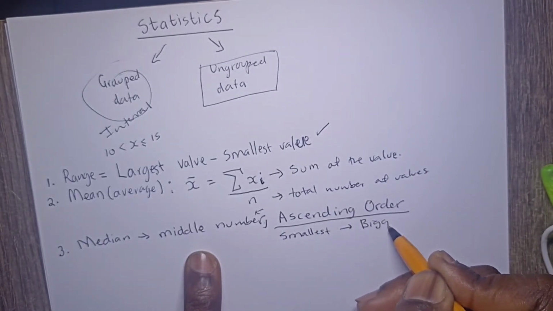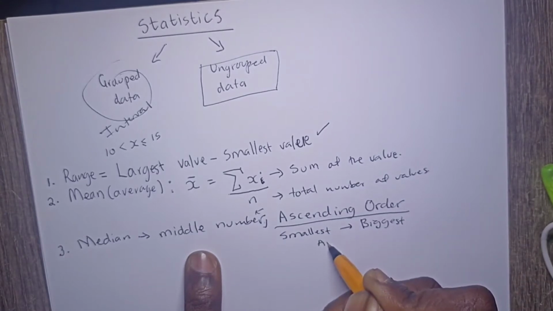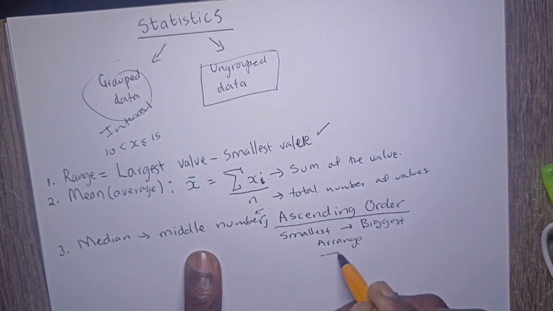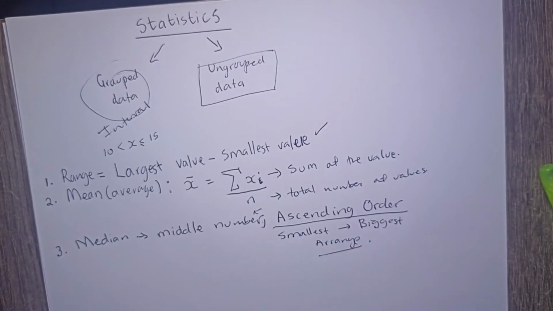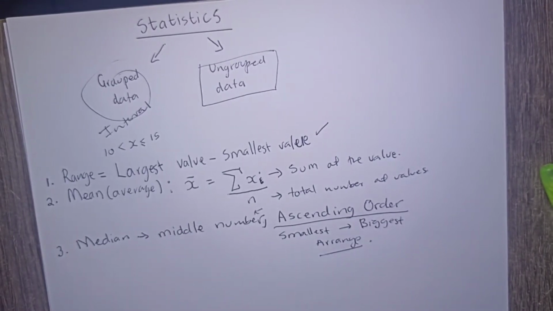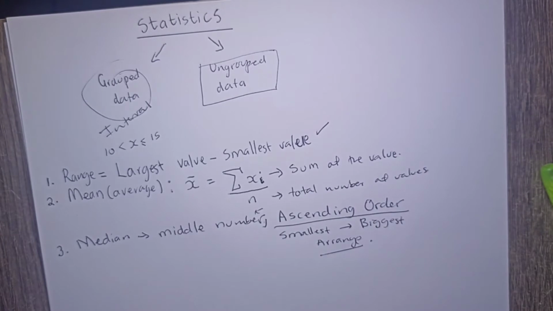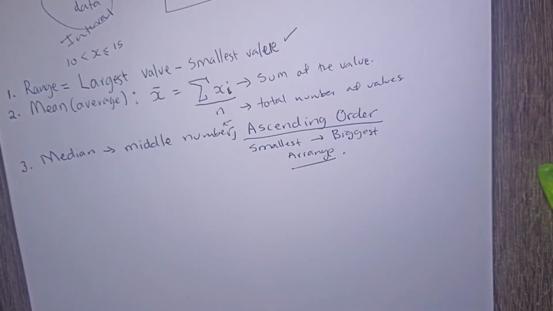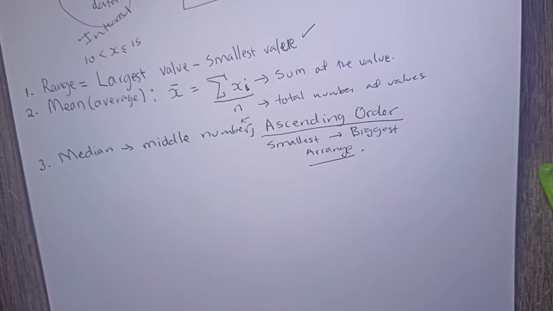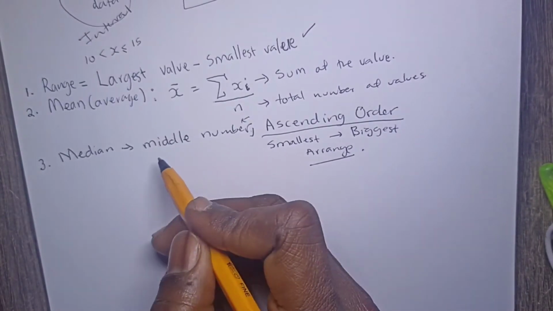Sometimes they do this for you. Sometimes they don't. So before you even look at the question, it's very advisable to start by arranging your data from small to big. And it's going to be easy for you to answer any given question along those lines. So let's go right along. How do you find the middle number? How do you find the median?